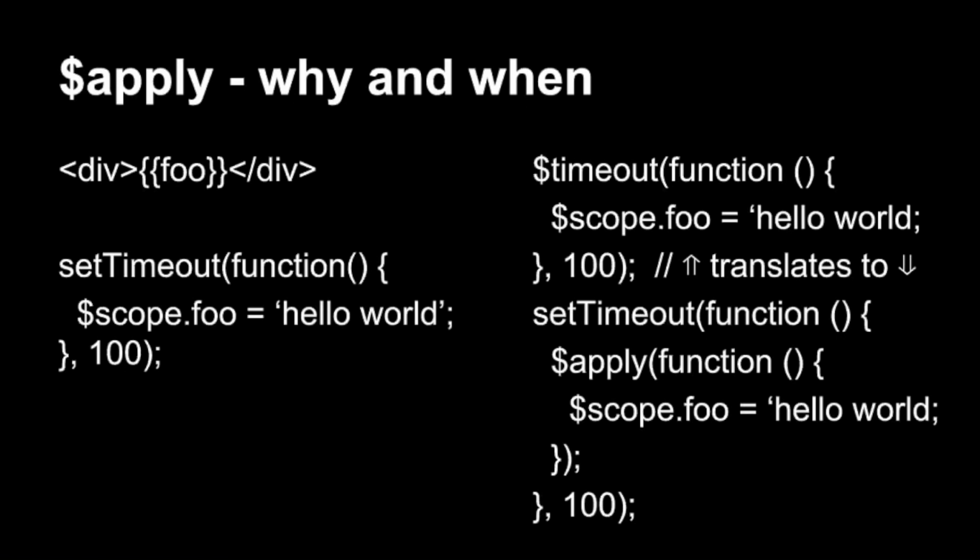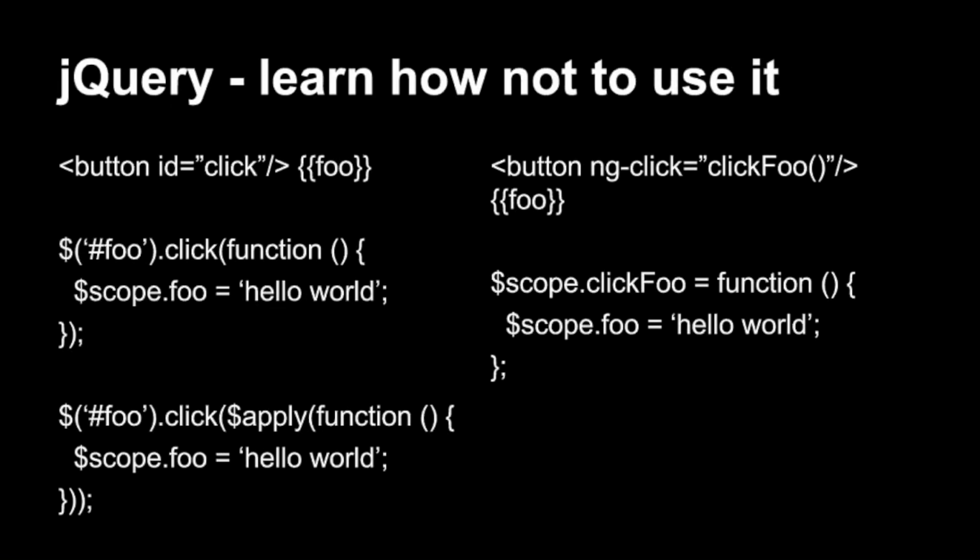And what this affords you is that if you use the Angular version, then you don't have to use $apply. You can just say scope.foo equals hello world, and that translates to the second function here, where it's just doing set timeout with the $apply for you. jQuery learned how not to use it.